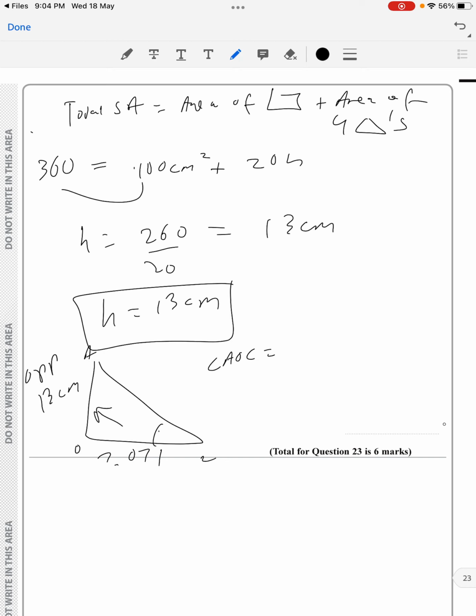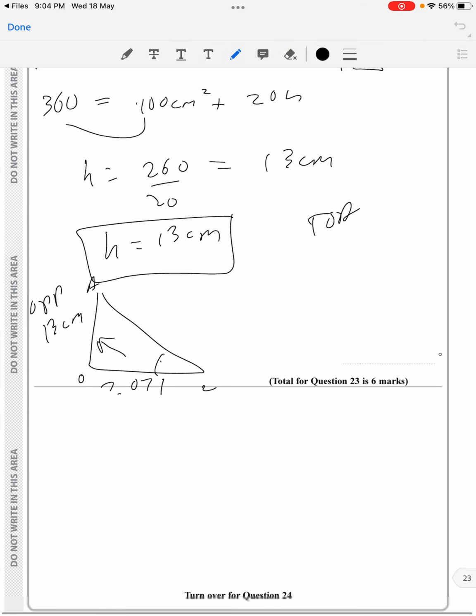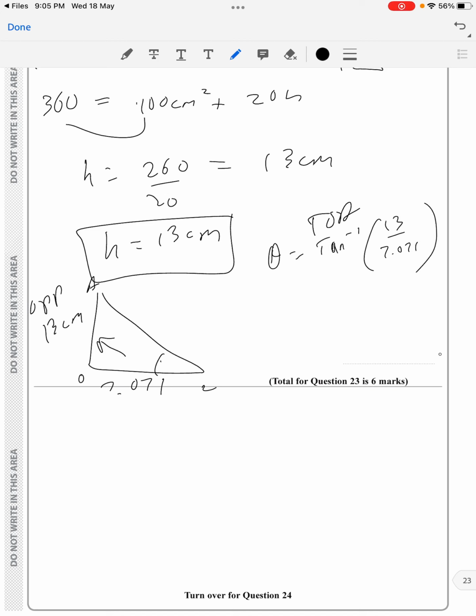So angle AOC is equal to, since the opposite and adjacent are given, you're going to use TOA, so tangent theta. Since theta is unknown, theta is equal to the tan inverse of the opposite over the adjacent. That's 13 divided by 7.071. Now in order to find that value, you get 61.45.